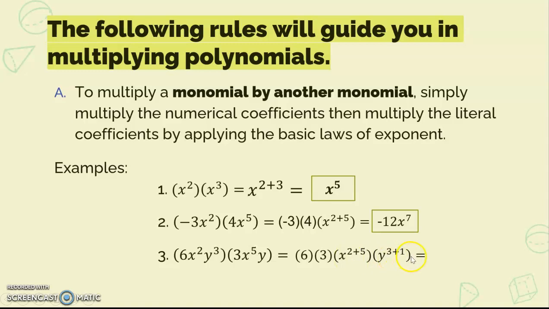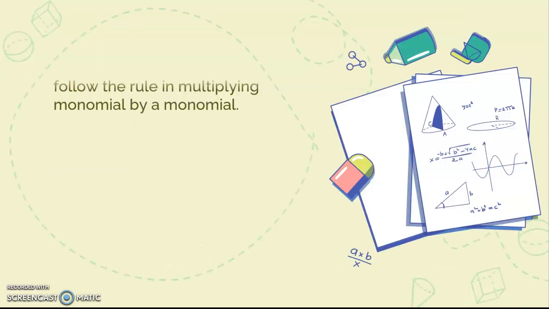And for our final answer, 6 times 3, same sign, positive 18, then copy x, add exponents, 2 plus 5, 7, and then copy y, add exponents, 3 plus 1, 4. So, the answer is 18x to the 7, y raised to the 4th. Okay? So, that's it. I hope you understand.